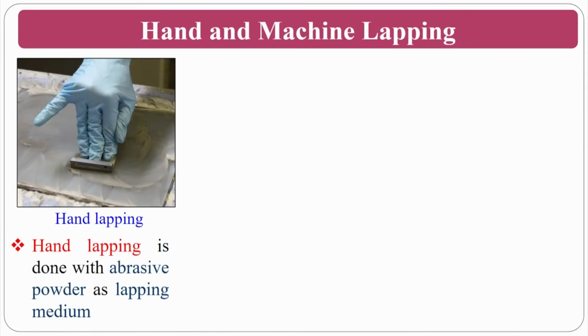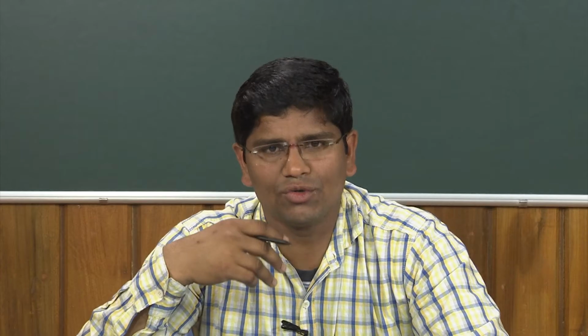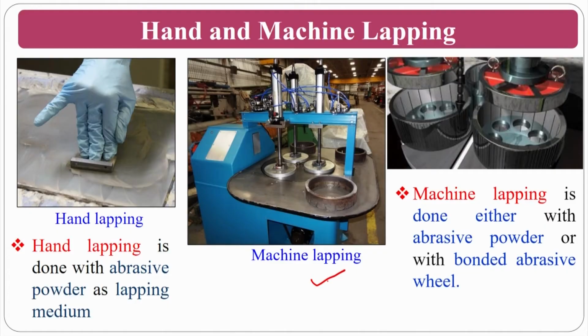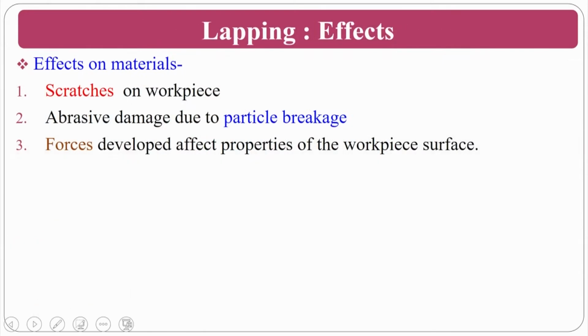The most commonly used process in small scale industries is hand lapping. And if I want to do batch or mass production of particular components, people can go for machine lapping. With machine lapping, you can lap multiple components in one go. This is about the lapping process.